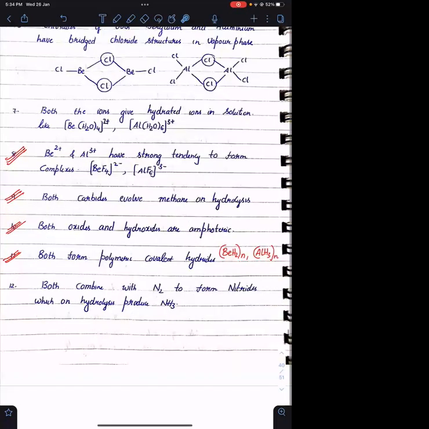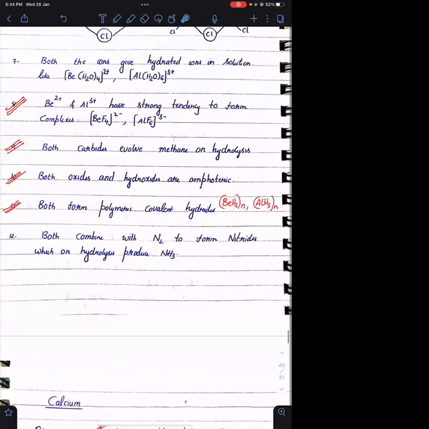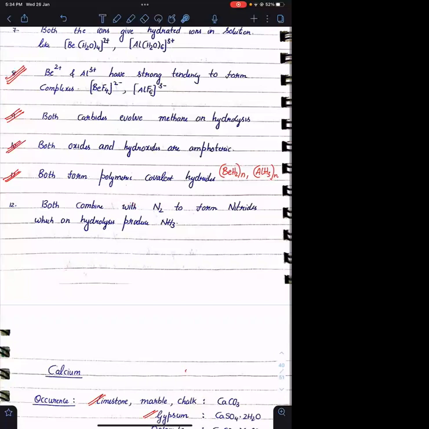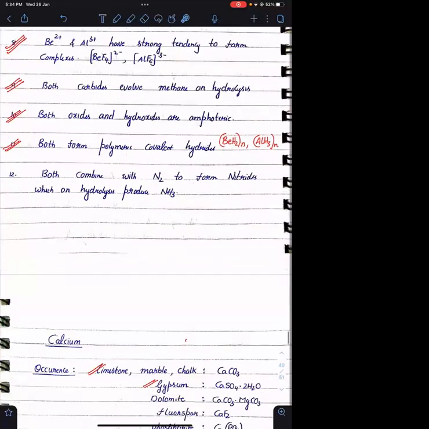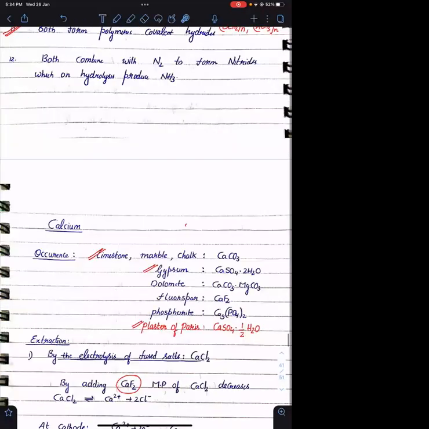Both carbides upon dissolution in water, they will be giving methane. Both oxides and hydroxides are amphoteric. I hope those points are clear. Both will be forming polymeric covalent hydrides. मतलब BeH2 n times बनेगा, AlH3 n times बनेगा. Then we have moved to calcium and its important compounds.